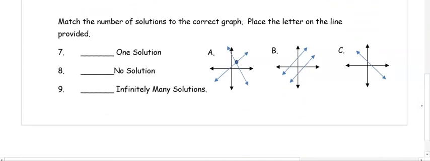Then we want to match the number of solutions to the correct graph. So one solution is where our lines intersect, so that's A. No solution is when our lines are parallel, which is B. And infinitely many solutions is when we have lines overlapping, so that's going to be C.